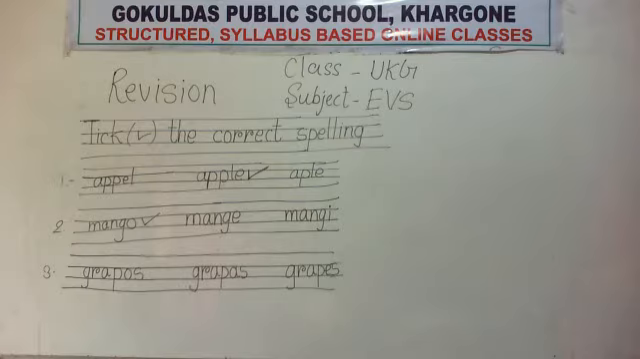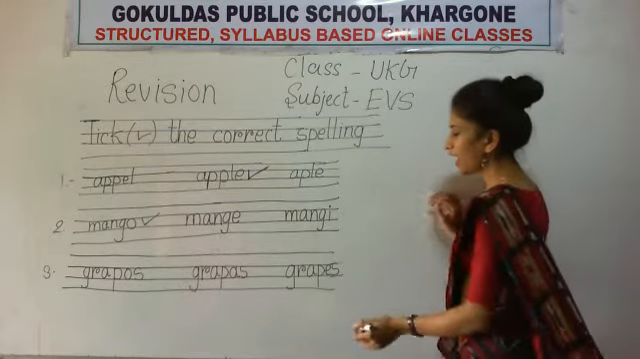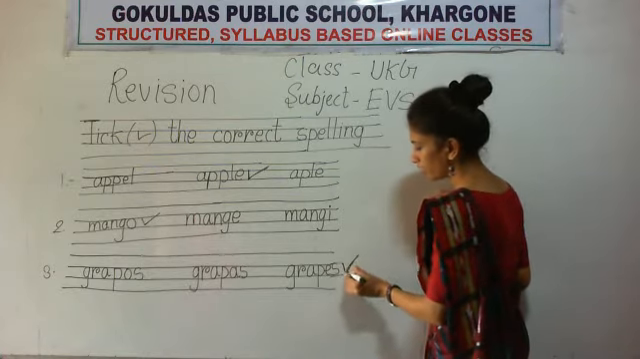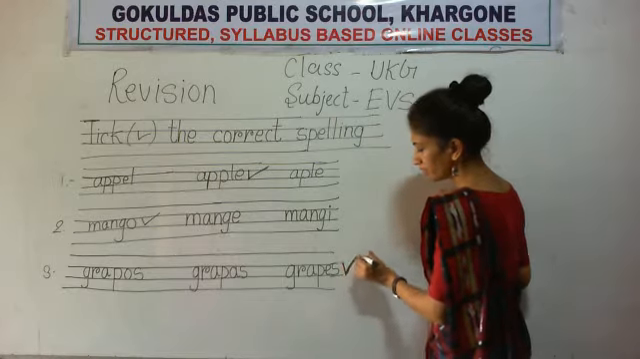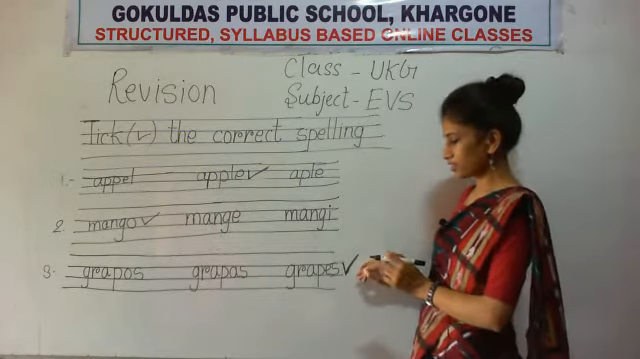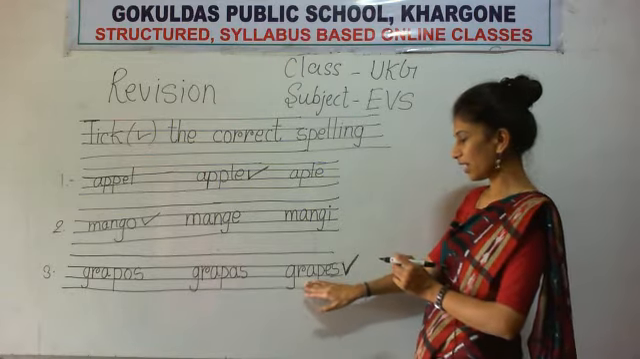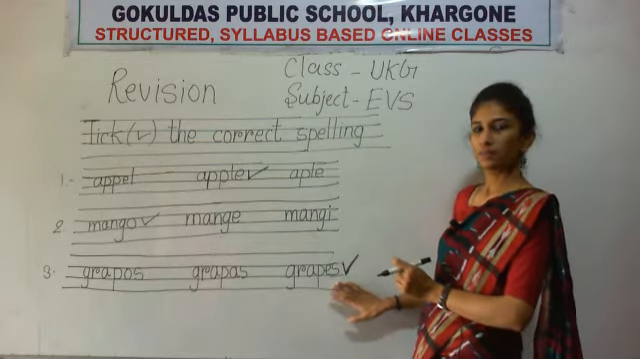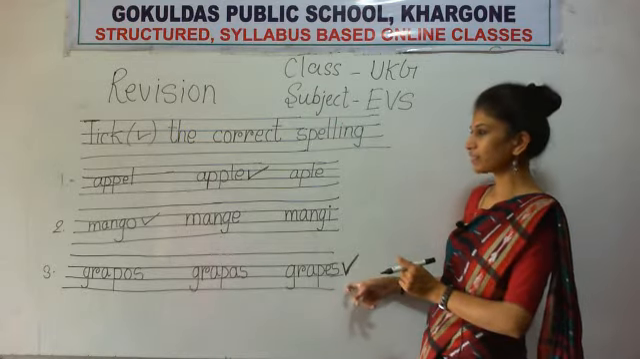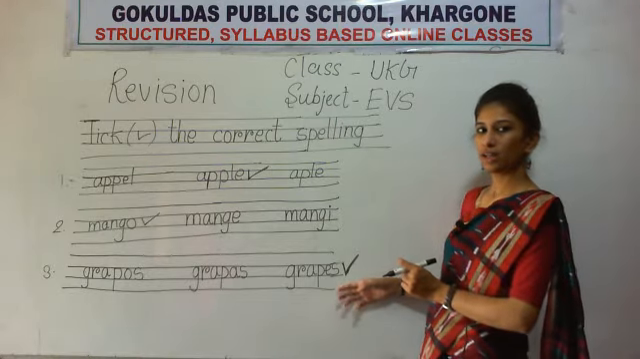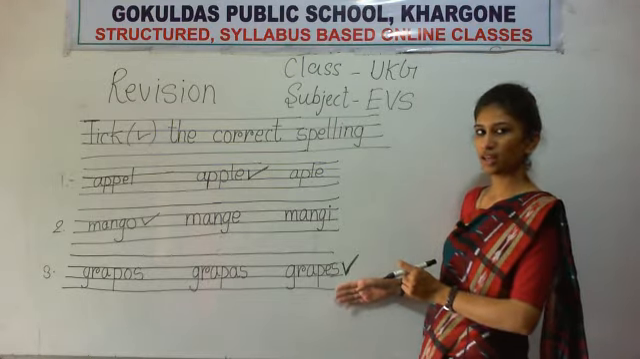Tell me which one is correct spelling. Yes, G-R-A-P-E-S, this is correct spelling. So, tick here. G-R-A-P-E-S, grapes. Grapes is correct spelling. You have to tick here.